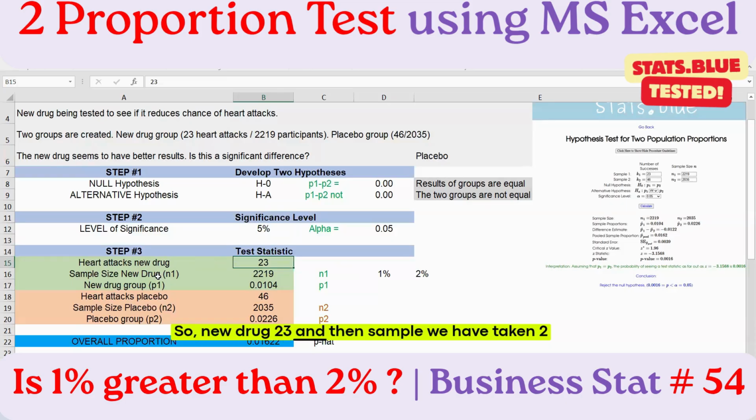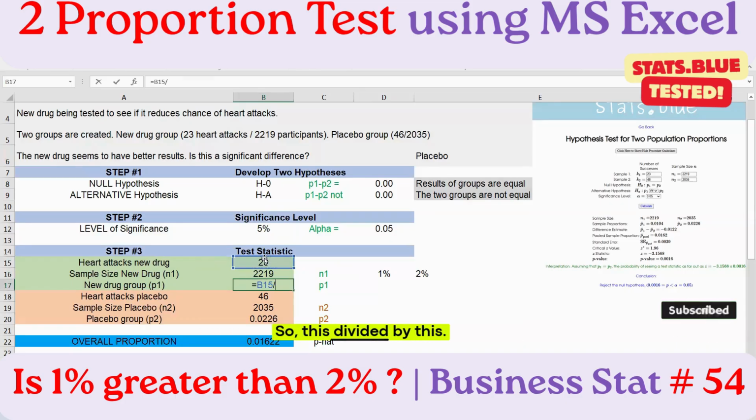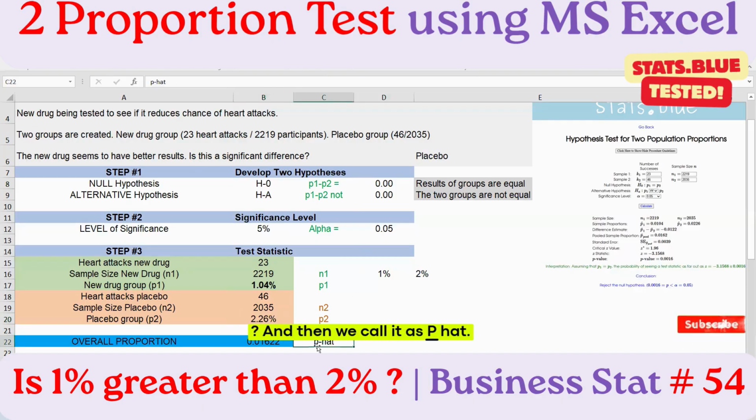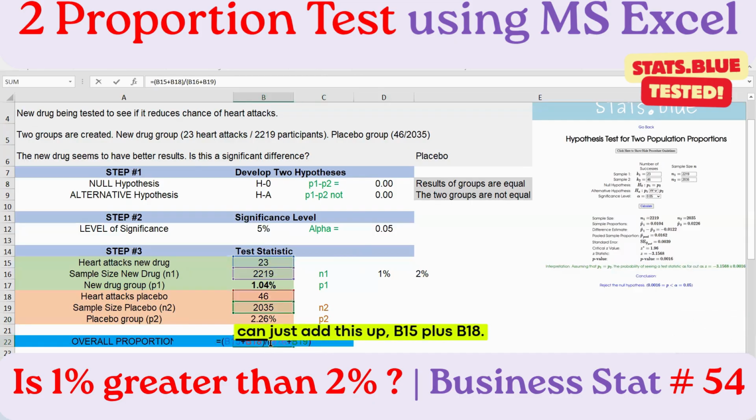For the new drug we have 23, and the sample we have taken is 2219, and then we can simply divide this by this. So you get this percentage, right? Maybe I'll keep it to exactly two decimals, 1.04%. You got it. And then let's take another one: 46 by 2035. Again, you get almost double the percentage, which is 2.26%, right? And then we call it p hat. P hat is something where we can just add this up, B15 plus B18.